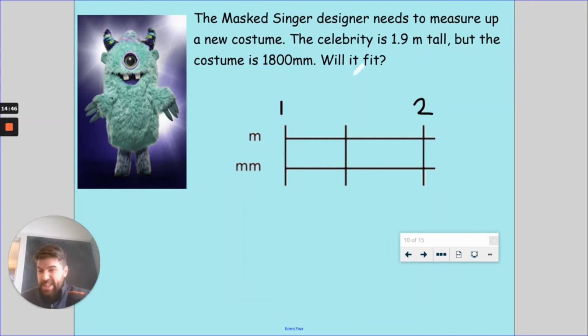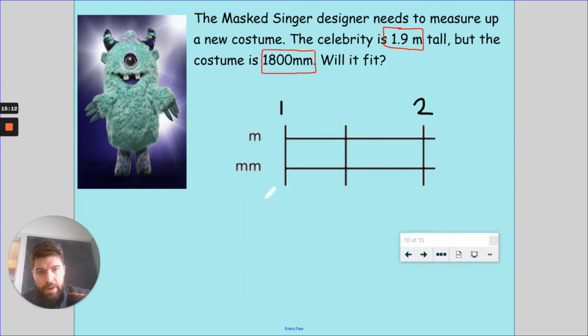So it's telling me I need to do a conversion. The question is asking me, will this measurement here fit inside this measurement here? So they either need to be the same, or the costume needs to be bigger, isn't it? And I need to get them in the same value. At the moment I've got 1 in meters and 1 in millimeters. I'm going to use a number line. I'm going to use a double number line again.